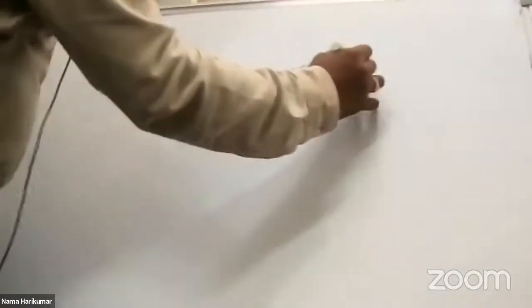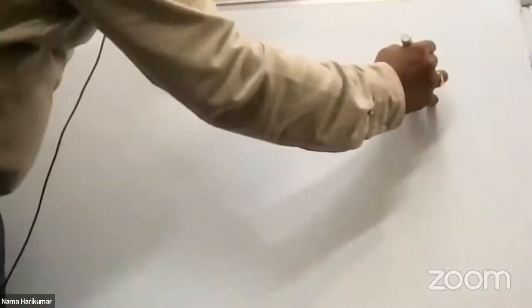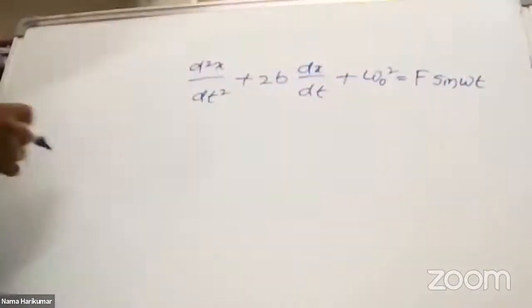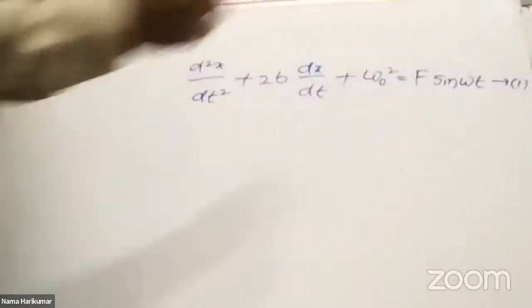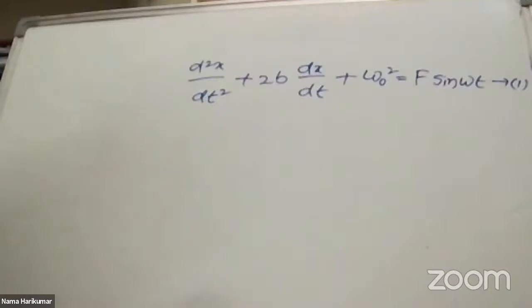This is physics class, second semester, English medium. In the previous class, we wrote the forced oscillations equation: d square x by dt square plus 2b dx by dt plus omega naught square x equal to f sine omega t. Okay, this is equation number one. So this is the equation.